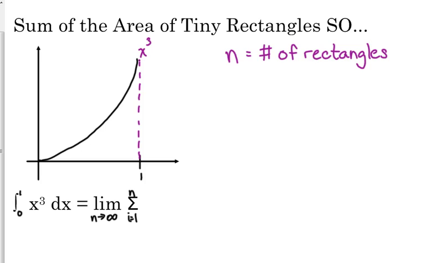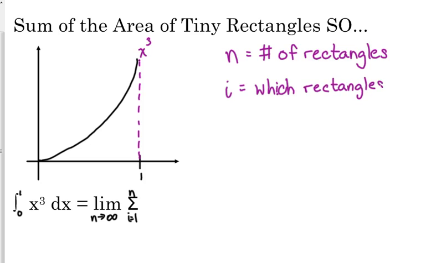Okay, so we want as many rectangles as possible. That's why n is approaching infinity. We are summing up. I represents which rectangle you're talking about. So we're either talking about the first rectangle, or the fifth rectangle, or the 100th rectangle.